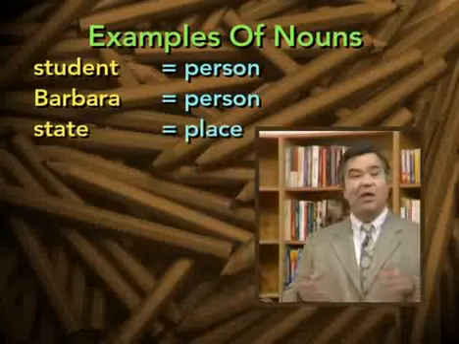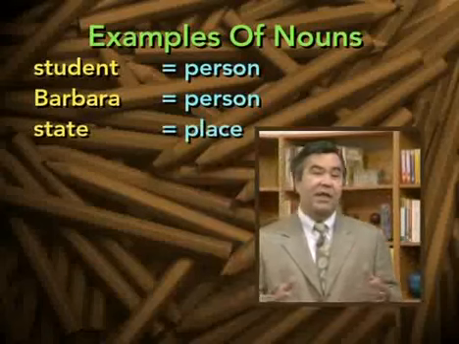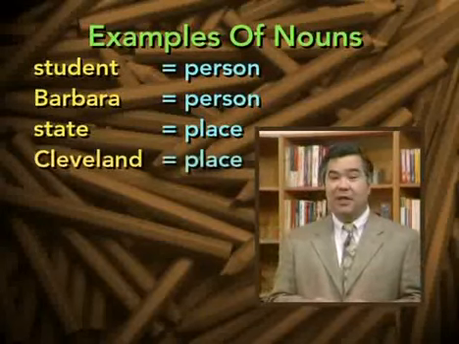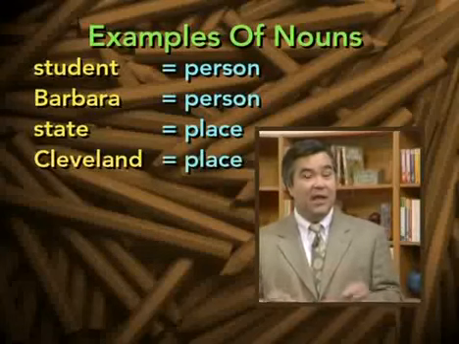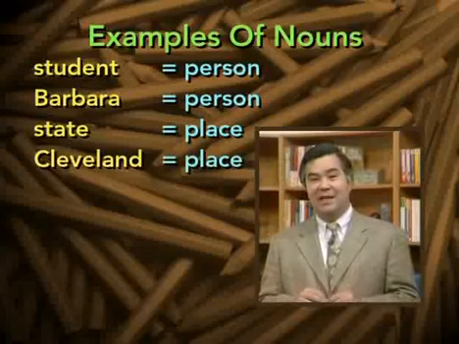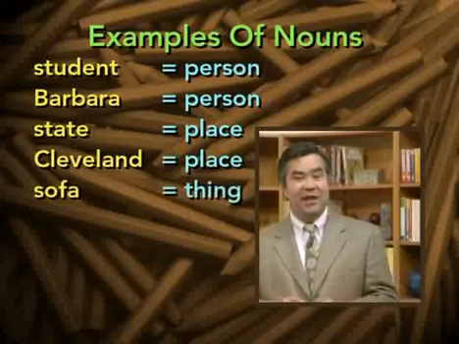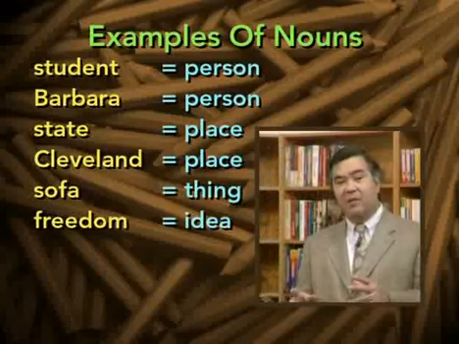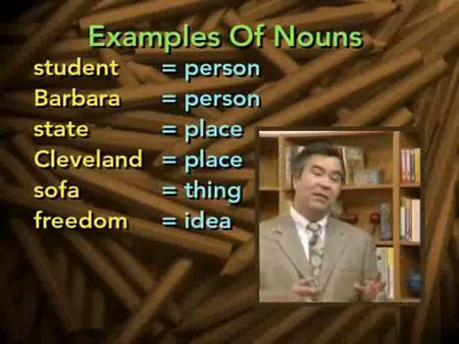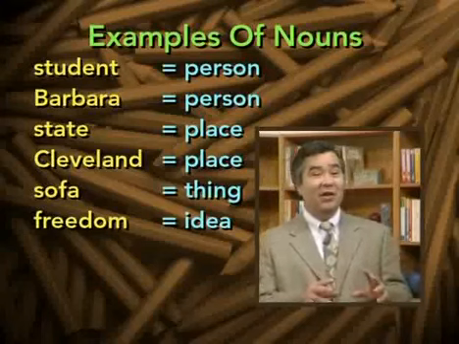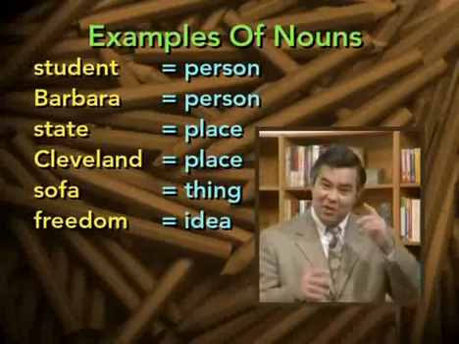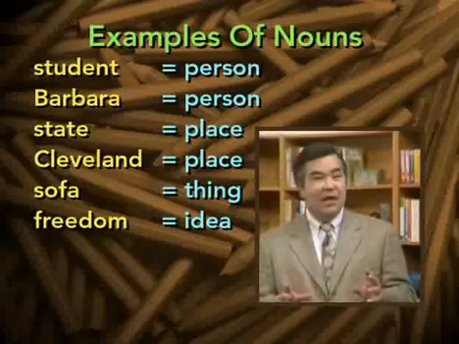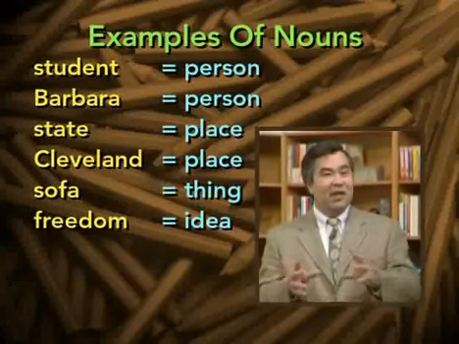A state would be one of the 50 states that goes to make up the United States, and it's a place where you might live. Cleveland also names a place. Again, a very specific place, a particular city within the United States. Sofa names a thing, and freedom names an idea. Sofa and freedom are both nouns, but notice that one of them names something that you can lay your hands on, something that you can see, something that you can perceive with your senses. That's sofa. Freedom, however, names something that's much more difficult to grasp.